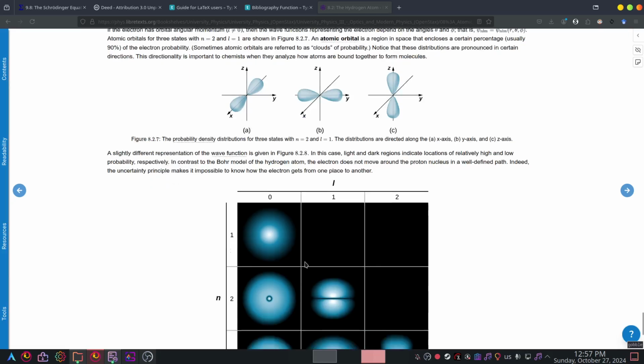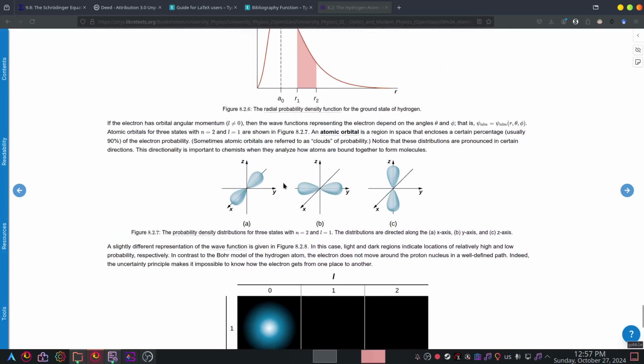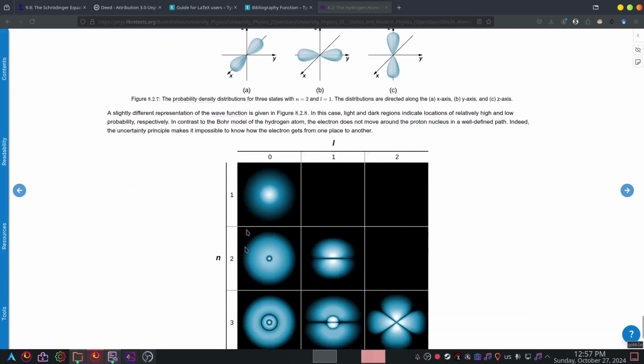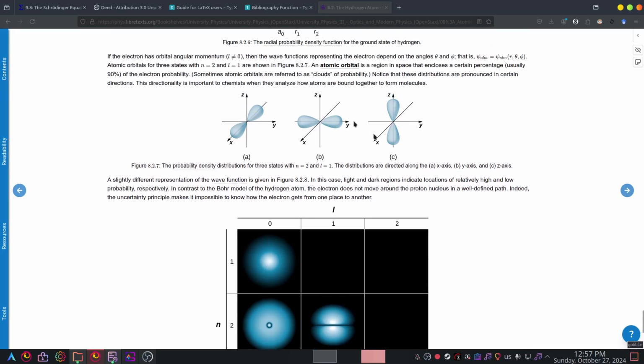Let's see. So this is n equals 2 and l equals 1. This is the classic p orbital. I think I forgot to mention that angular momentum comes into play. So I forgot to put this in.